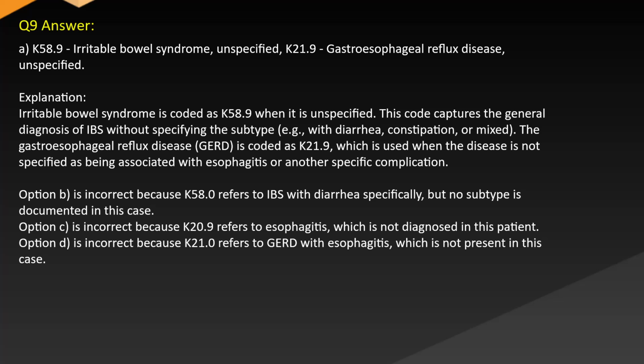Option B is incorrect because K58.0 refers to IBS with diarrhea specifically, but no subtype is documented in this case. Option C is incorrect because K20.9 refers to esophagitis, which is not diagnosed in this patient. Option D is incorrect because K21.0 refers to GERD with esophagitis, which is not present in this case.